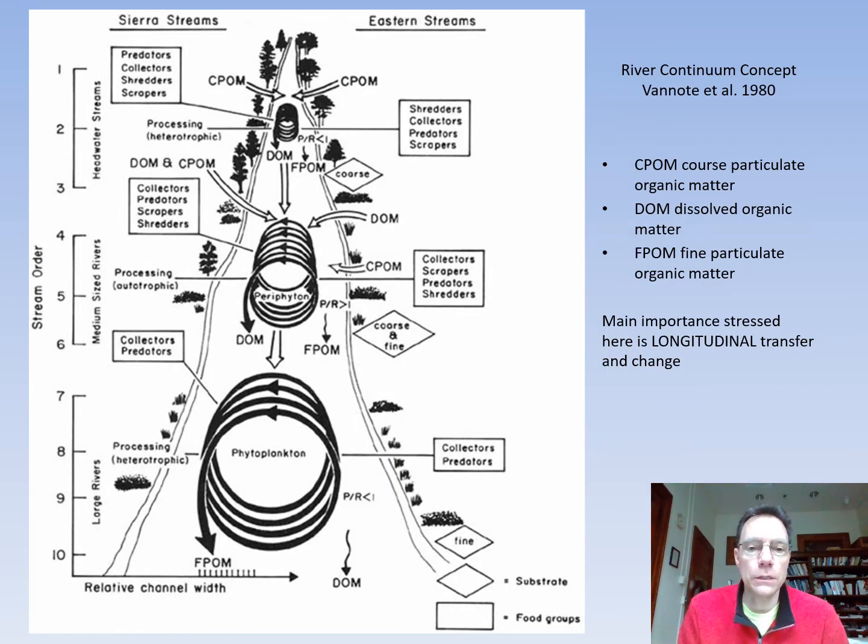Here's a famous picture. It's got a lot of details, so you might want to spend some time with it. It was put together by researchers led by Vannote et al. in 1980, who put together this river continuum concept. It was mostly based on rivers in North America and Europe, not in the tropical zone, but in the temperate zone. So a bunch of things going on here.